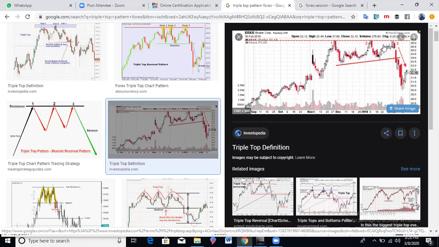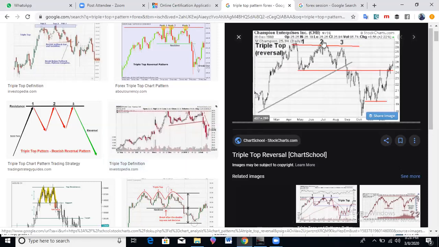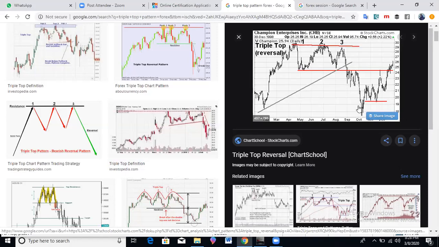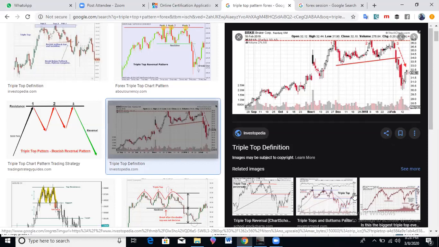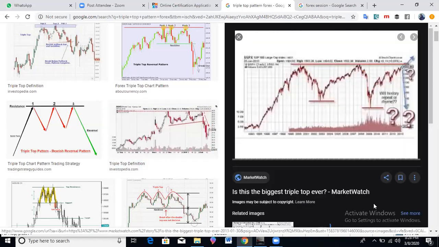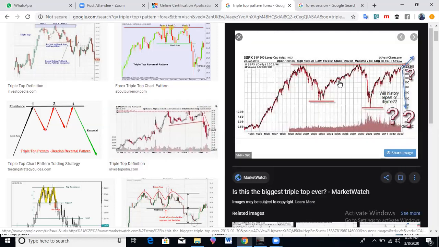So 1, 2, 3, neckline broken, market fell. Look at this, 1, 2, 3, market fell. We test, market fell. 1, 2, double top, market went up. So you just have to know. And then, do we use chart patterns alone? No. Some people may use it alone, but I don't use it alone.